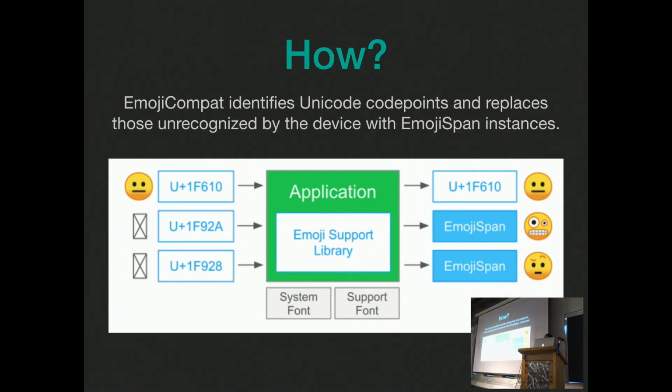So, yay, Emoji-compat. How does it work? Emojis are represented by Unicode code points, and Emoji-compat scans through the text, finds the Unicode code points that represent emojis, and checks to see if the system can render them. If it can, great. If it can't, then it replaces it with an emoji span. An emoji span is nothing but a replacement span, which can replace certain character sequences with customizations. This emoji span contains a reference to an emoji metadata object, and that can render glyphs using the support font. It is because of this support font and this replacement technique that Emoji-compat can render the latest emojis on older versions of Android, which is pretty cool.